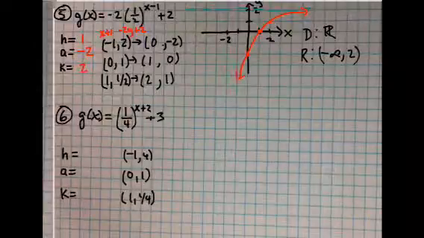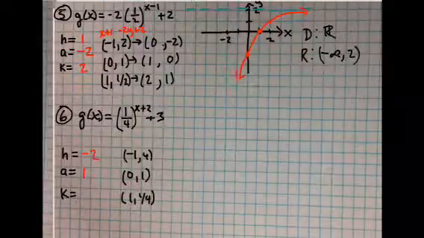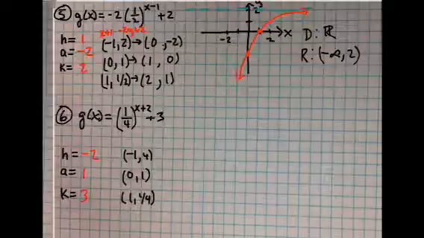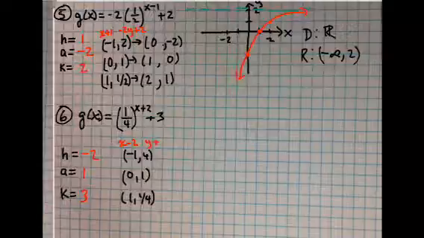Alright, so in this problem, h is negative 2, a is 1, and k is 3. So we're going to subtract 2 from the x, and we're going to add 3 to the y, because it's going to be 1y, so it's just y, because a is 1. So now we're going to transform the points.